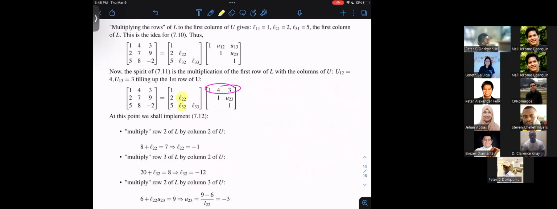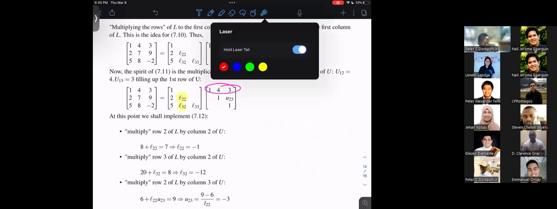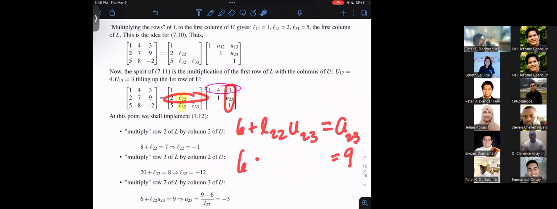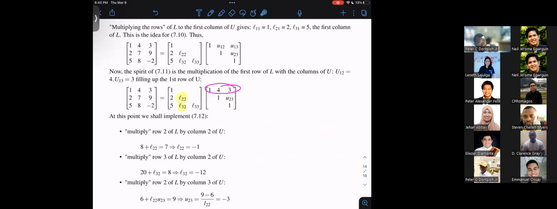And then after you know the entries here, the next step is to know U23, right? U23 can be found by multiplying the second row, this guy, by this guy. So we'll get 6 plus L22 U23 should be equal to A23. A23 is equal to 9. So we'll have 6 plus, do we know L22? Yes, L22 is -1 times U23. You do the arithmetic, you will get -3. Okay, so this is also known.